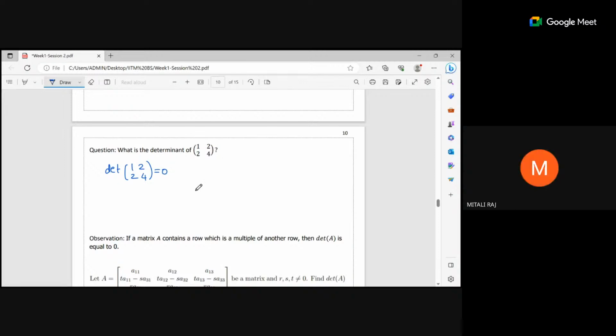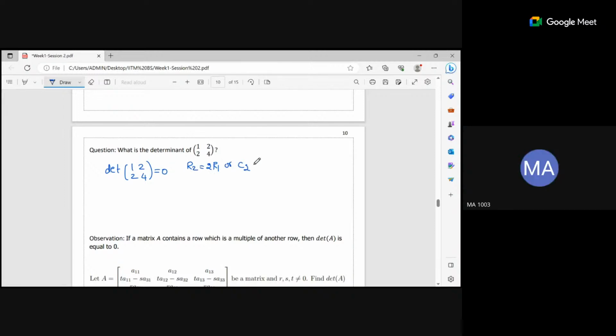R2 is equal to 2 R1. You can also say C2 is 2 times C1.